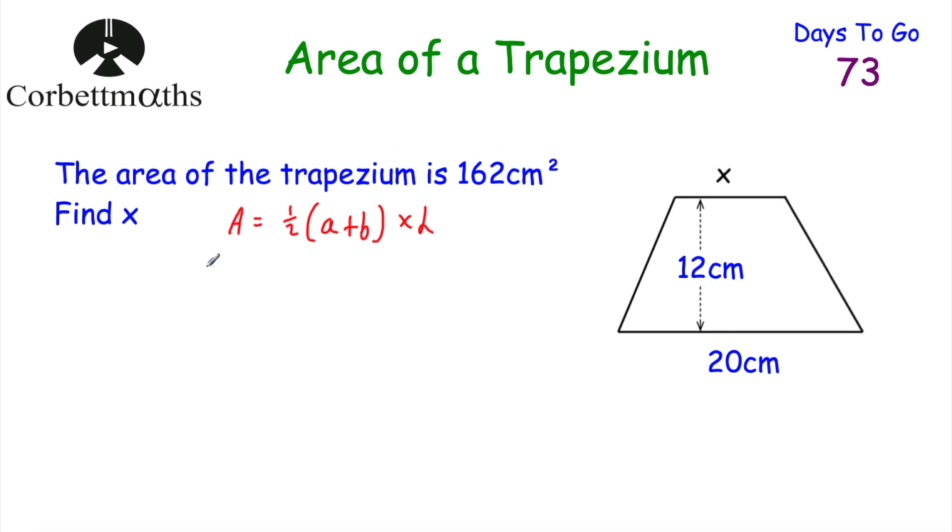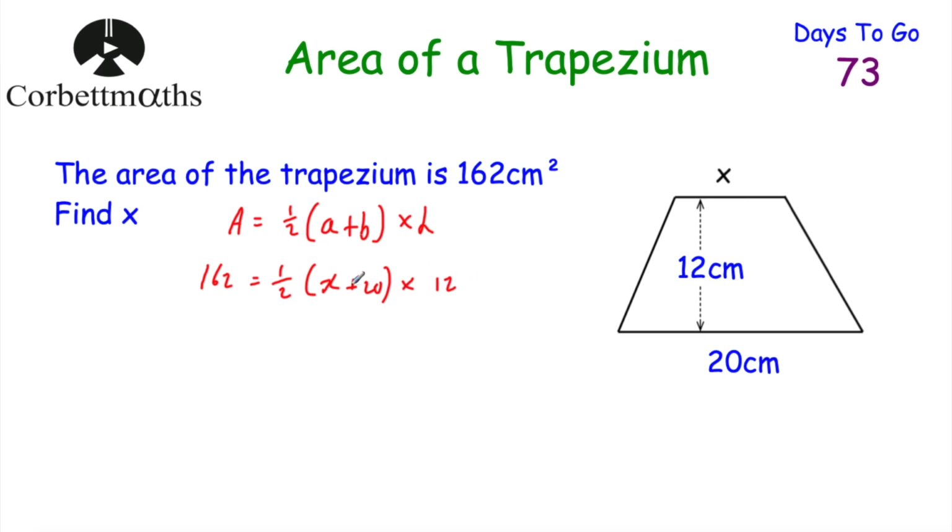So instead of the a, we're going to write 162 equals a half of the two parallel sides added together. So that's x plus 20. Now we could at that point write 20 plus x. It doesn't matter which way around you write them. And then we've got multiplied by the height. That's the distance between the two parallel sides, which in this case is 12. Okay, so we've got 162 equals a half, and then in brackets x plus 20, close brackets, multiplied by 12.